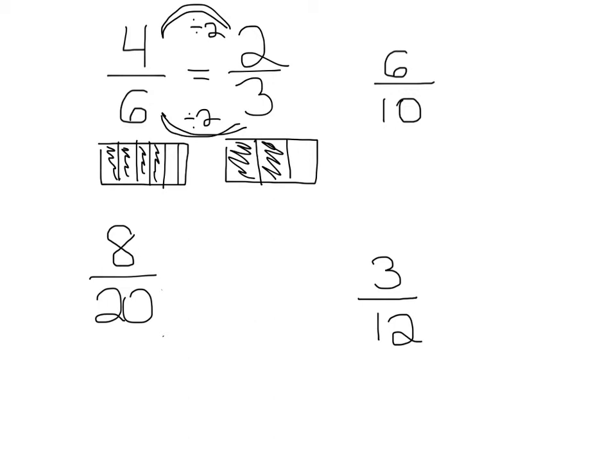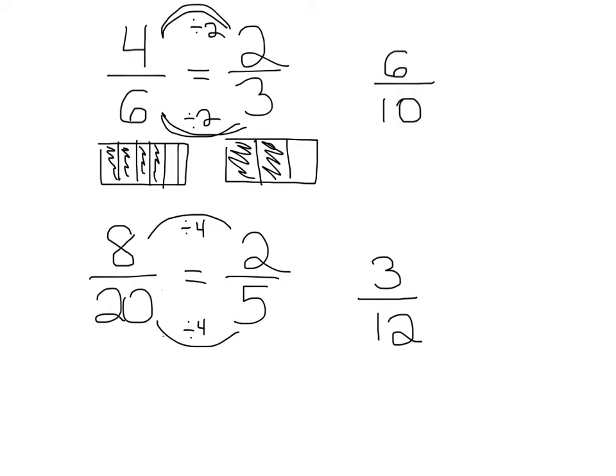Now let's look at the one underneath it, 8/20. If I want to make an equivalent fraction for 8/20, by dividing the numerator and denominator by the same number, I have to think of a number that divides evenly into 8 and 20. 4. I can divide 8 by 4 and 20 by 4. So 8 divided by 4 is 2. 20 divided by 4 is 5. 8/20 is equal to 2/5.